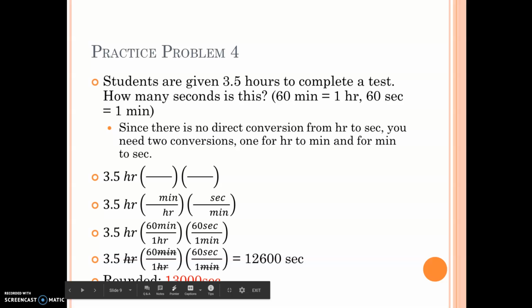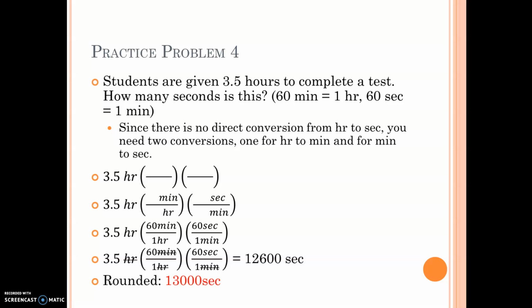Practice problem number 4. Students are given 3.5 hours to complete a test. How many seconds is this? We're given the conversion factors. 60 minutes is equal to 1 hour, and 60 seconds is equal to 1 minute. Since there's no direct conversion from hours to seconds, you need 2 conversion factors. You need 2 sets of parentheses, 1 for hour to minute, and 1 for minute to second.